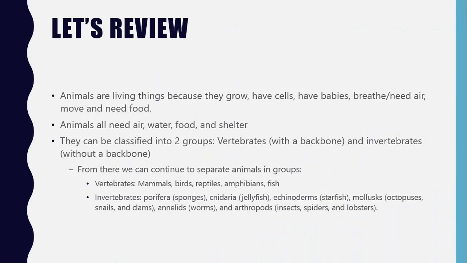So we are starting with a quick review of everything that we've already learned. We talked about the characteristics of living things as well as the needs of living things. That's how we started our unit. So remember that animals are living things because they grow, they have cells, they have babies, they breathe or need air, they move, and they need food. And those were some of the important characteristics that we found that all living things have. Okay? We also talked about the needs, and remember that animals need air, water, food, and shelter.